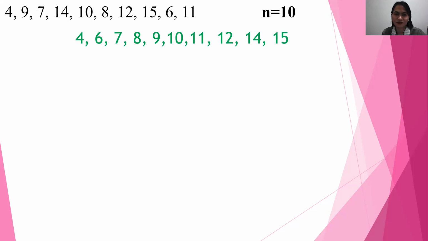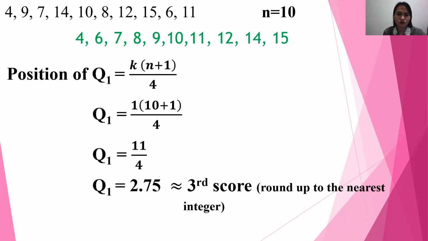Okay, let us check. First, what is the first thing to do before solving with the formula? We have to arrange the data from least to greatest: 4, 6, 7, 8, 9, 10, 11, 12, 14, and 15. What is the total number of distribution, or n? It is 10. So first, we're going to get the first quartile.